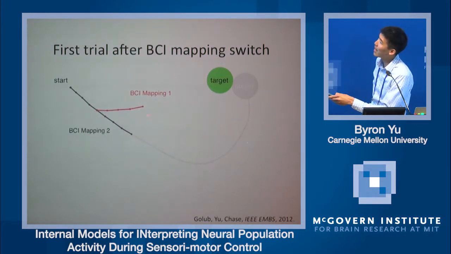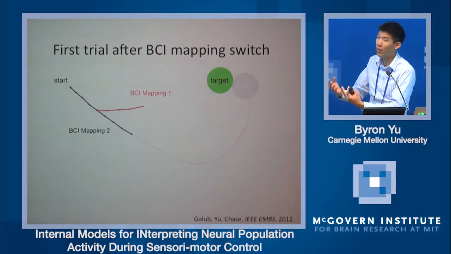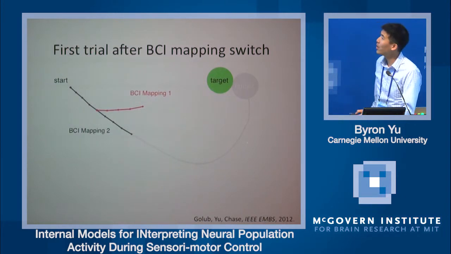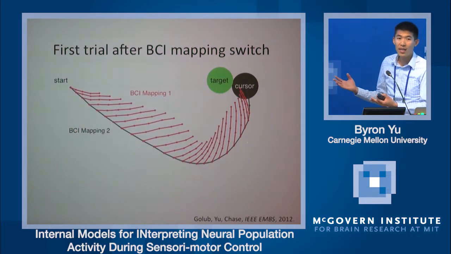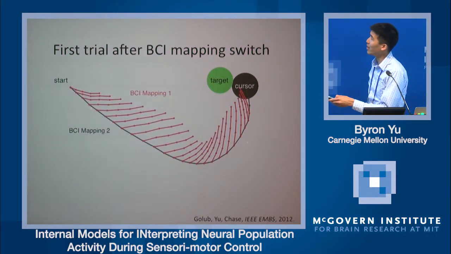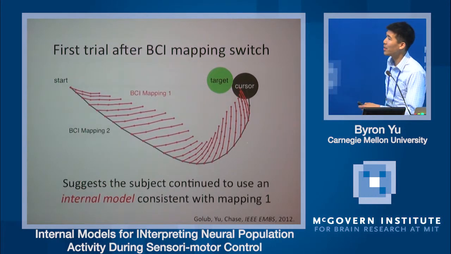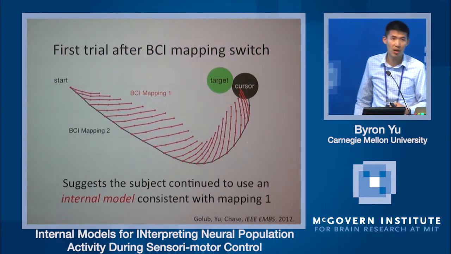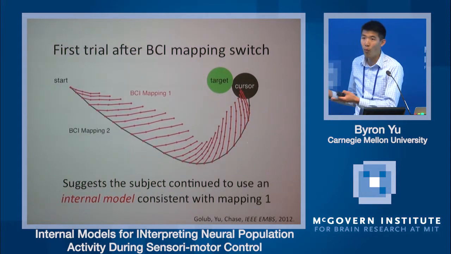And what we notice here is that this whisker points right to the target, as if the neural activity that the animal was sending was appropriate for the first mapping, but not for the second. We can do this at all the time points. The thing that jumps out at us is that even though the cursor trajectory at times is not going directly to the target, and at other times is, all these whiskers tend to point right to the target. And so this is an indication that the subject continued to use an internal model that was consistent with the first mapping, even when the second mapping was the one that was actually under operation.